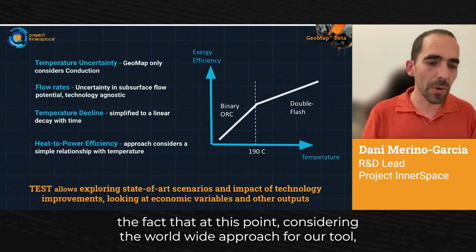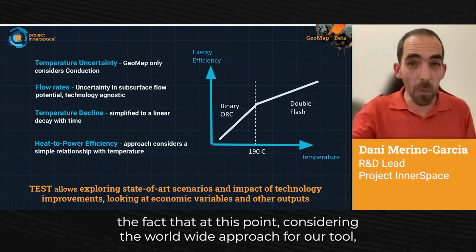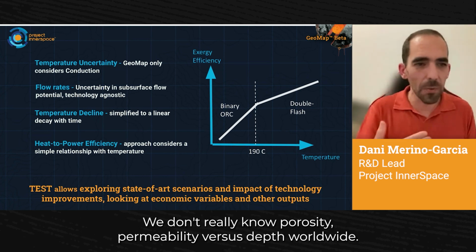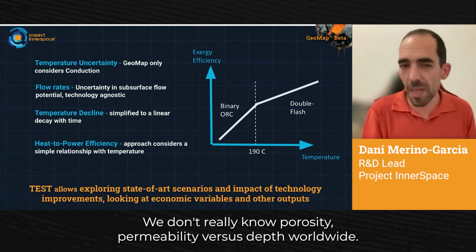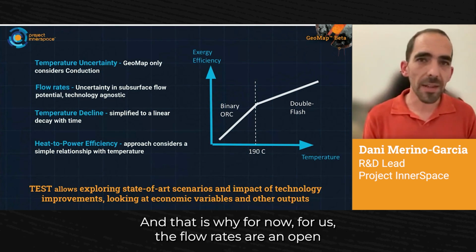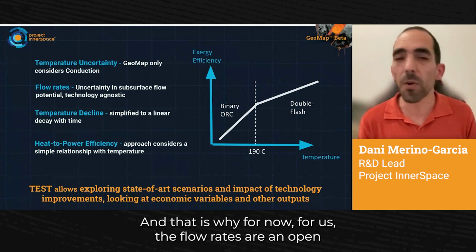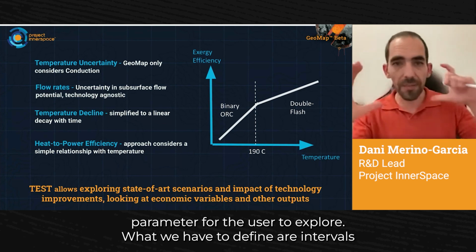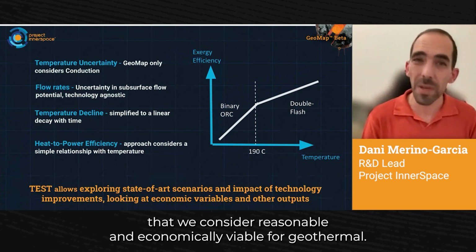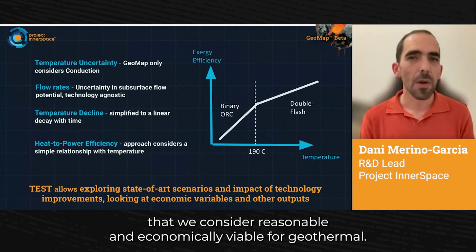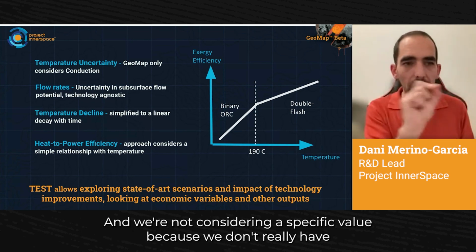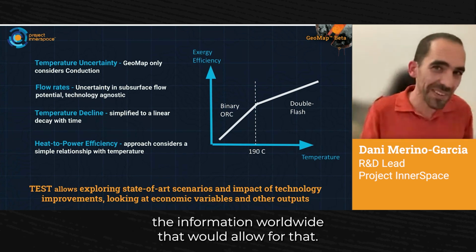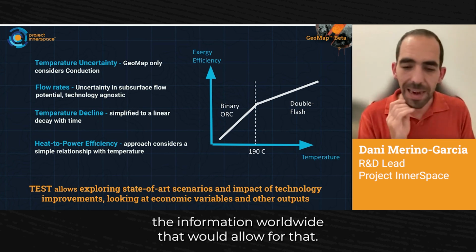We also have to honor the fact that at this point, considering a worldwide approach for our tool, we don't really know what the sedimentary layers are. We don't really know porosity and permeability versus depth worldwide. And that is why for now, for us, the flow rates are an open parameter for the user to explore. What we have just defined are intervals that we consider reasonable and economically viable for geothermal. And we're not considering a specific value because we don't really have the information worldwide that would allow for that.